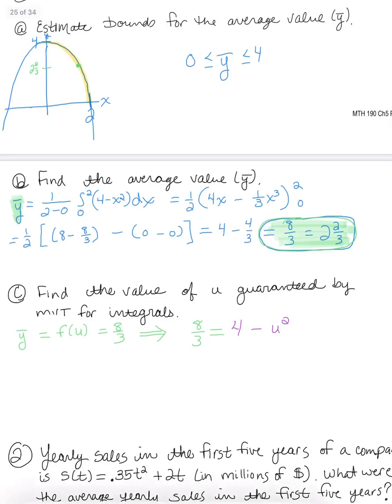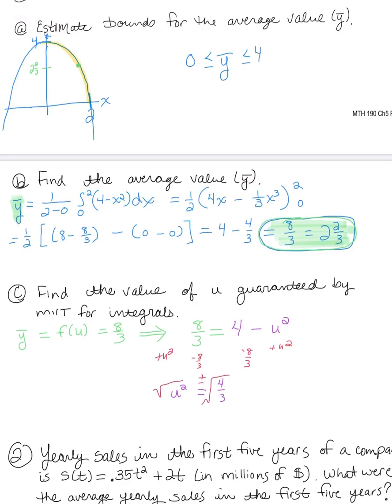All right, so let's just think in our heads, adding the u squared over here to the left, and then subtracting the 8/3 here to the right. So we would end up with u squared is equal to 12/3 minus 8/3, which would be 4/3 there. And then taking our square root, generally plus or minus the square root.